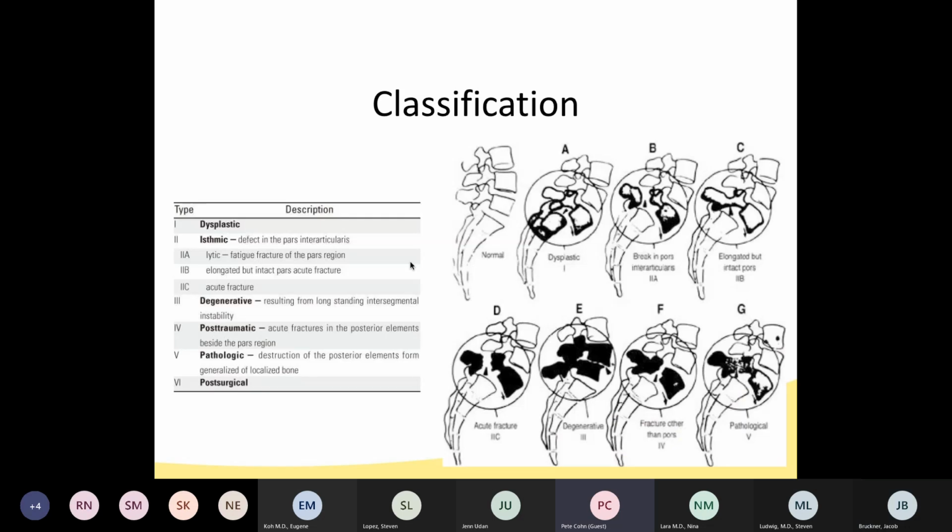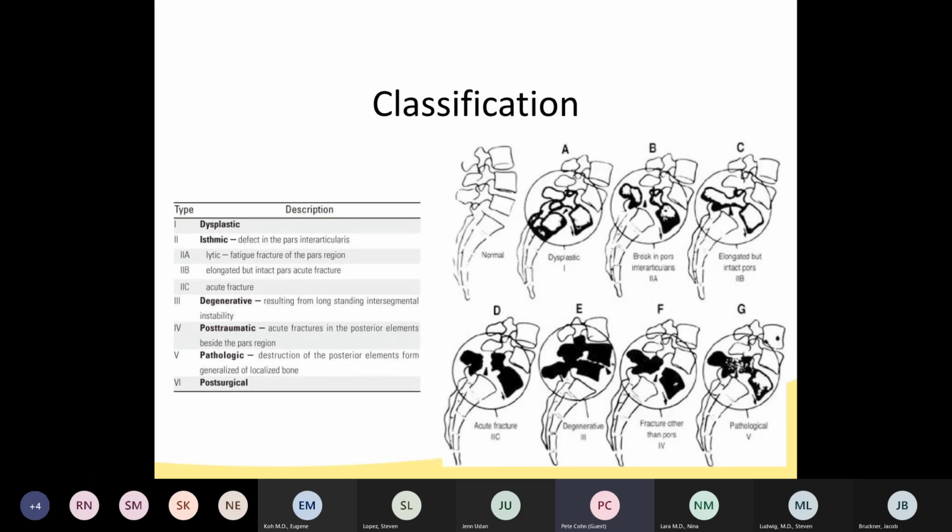And when we talk about spondylolisthesis, most commonly, we refer to the Wiltse classification to divide spondylolisthesis into different types or etiologies. I'll go through it real briefly now, but essentially the two main types, and the types that we'll talk about most today, are isthmic and degenerative types.